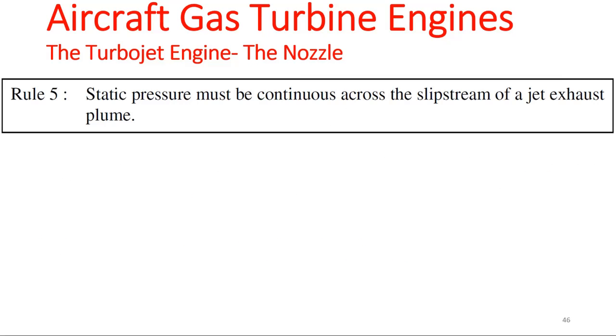Hopefully. Okay, rule 5. All of this discussion will lead to this conclusion eventually, that all of these complex phenomena happen because the static pressure must be continuous across the slipstream of a jet exhaust plume. And keep in mind that we are talking about the subsonic turbojet engine. We are not talking about supersonic conditions.